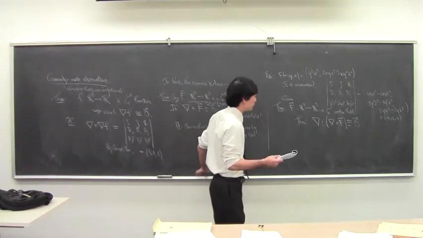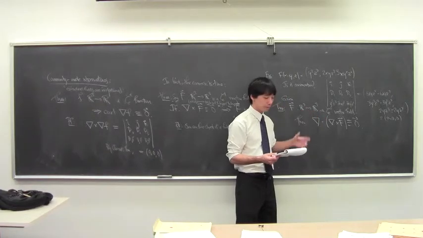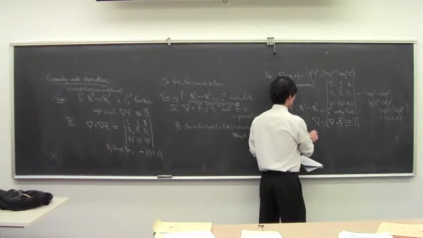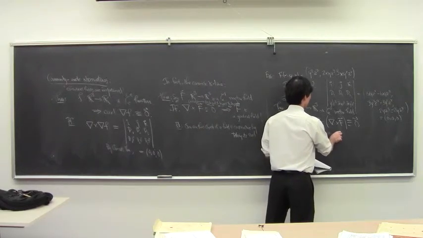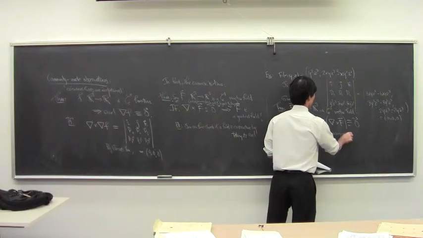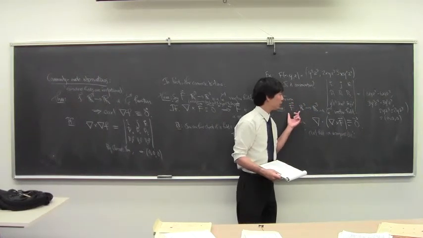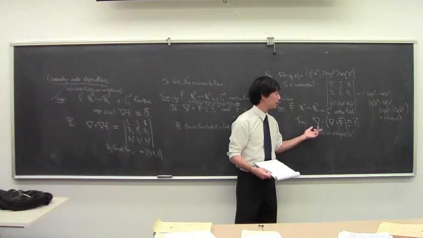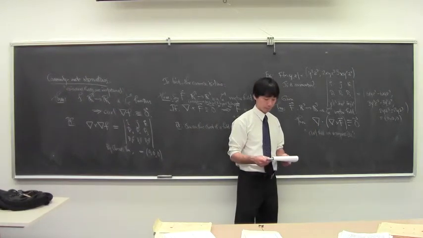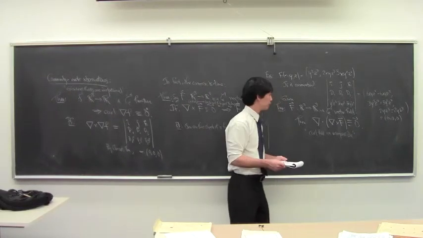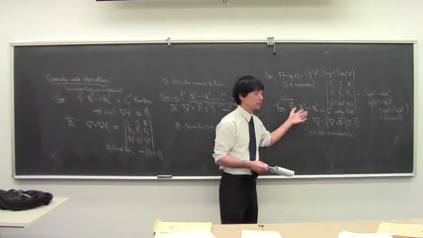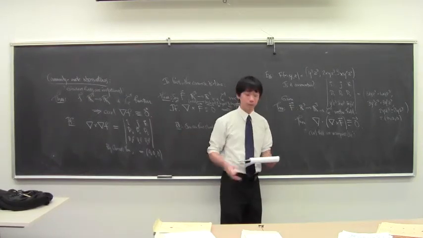So what this is saying, roughly speaking, is that curl fields are incompressible. In English, the curl of a vector field has divergence 0. The proof of that is just another calculation, sort of like this calculation, so I'm not going to do it.